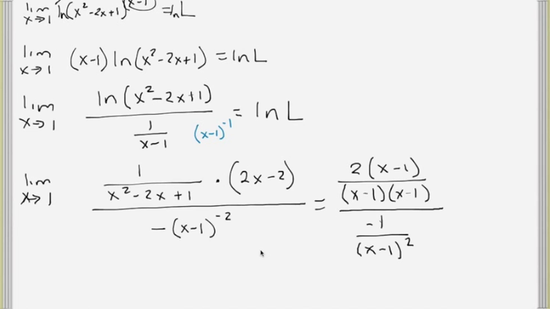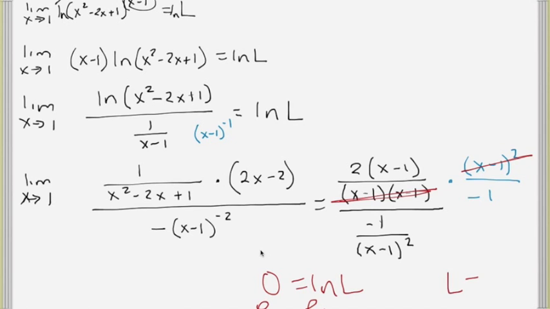So then when I flip that thing up to the top and multiply by the reciprocal of it, I end up with some good canceling. So that cancels and that cancels. And then if I plug in a 1 now, 1 minus 1 is 0, times 2 is 0, divided by negative 1 is 0, and this whole thing turns out to be 0, which is the ln of our answer. So our answer is 1.